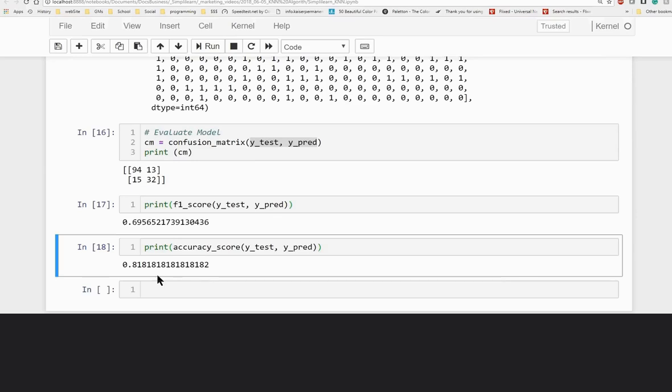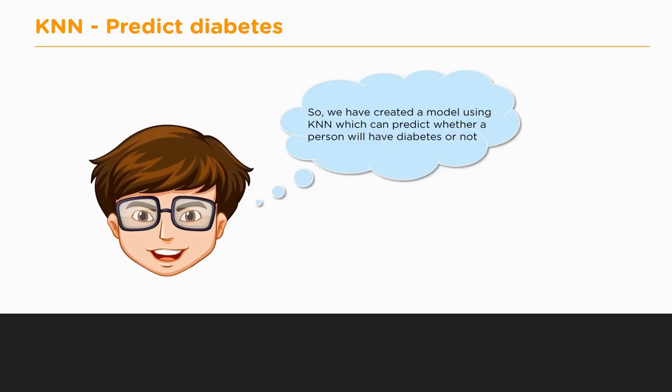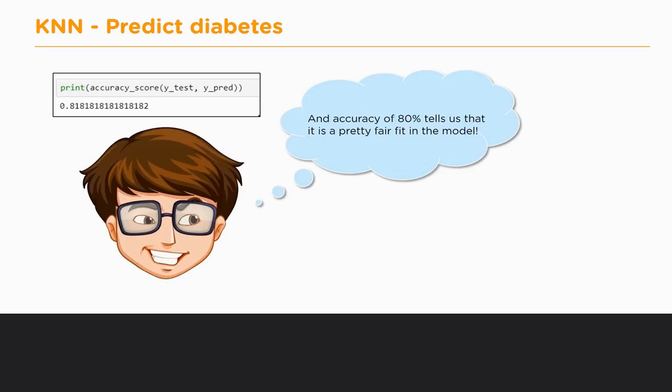So I'm running on sklearn and running KNN, the nearest neighbor. We have created a model that is based on this KNN classification algorithm. It classifies whether a person has diabetes or not. It tells us that 80% accuracy is a pretty fair fit for this model. So finally we get an accuracy of 80%.